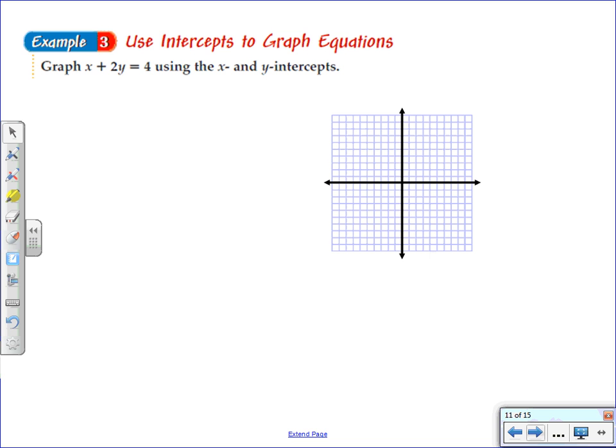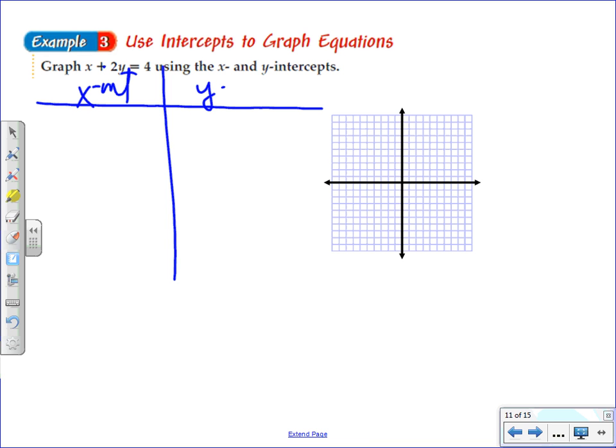Use intercepts to graph. Okay, here's another problem for us to try. Same idea. x plus 2y equals 4. Use the x and the y intercepts. So the first thing we're going to have to do is find the x-intercept and the y-intercept. We know when we're looking for the x-intercept, y is going to equal 0. And when we're looking for the y-intercept, x is going to be 0.